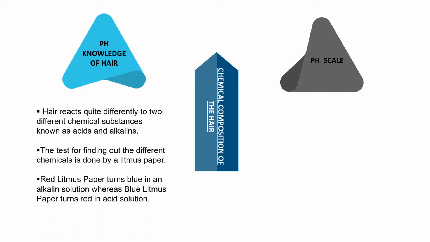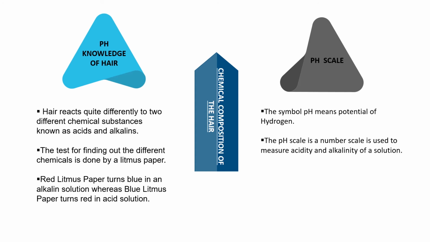Then, what is the pH scale? The symbol pH means potential of hydrogen. The pH scale is a number scale used to measure the acidity and alkalinity of a solution.